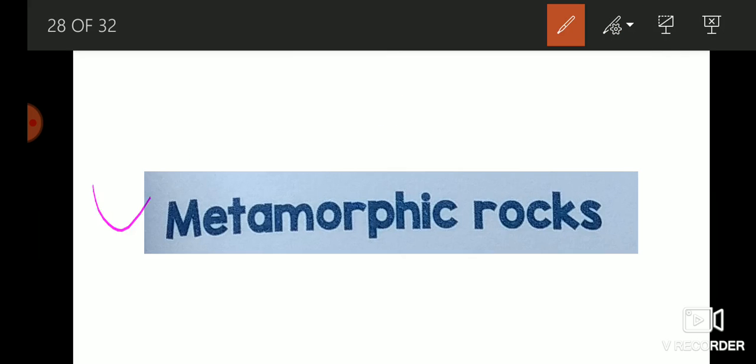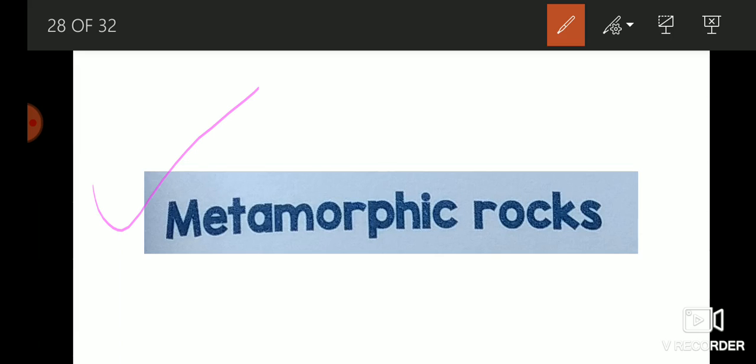So the next and the last type or category of rock is the metamorphic rock. Metamorphic rock is the last and the third category of rocks. So now, what is the metamorphic rock? The metamorphic rock is nothing but the modified rock, or the modified version of the igneous rock and sedimentary rock. You can say that it is the modified version of igneous and sedimentary rocks.